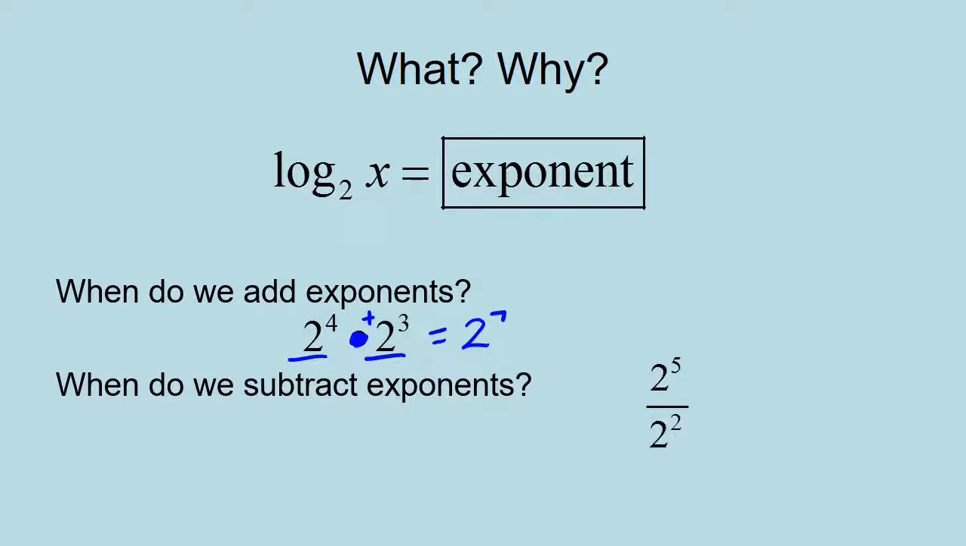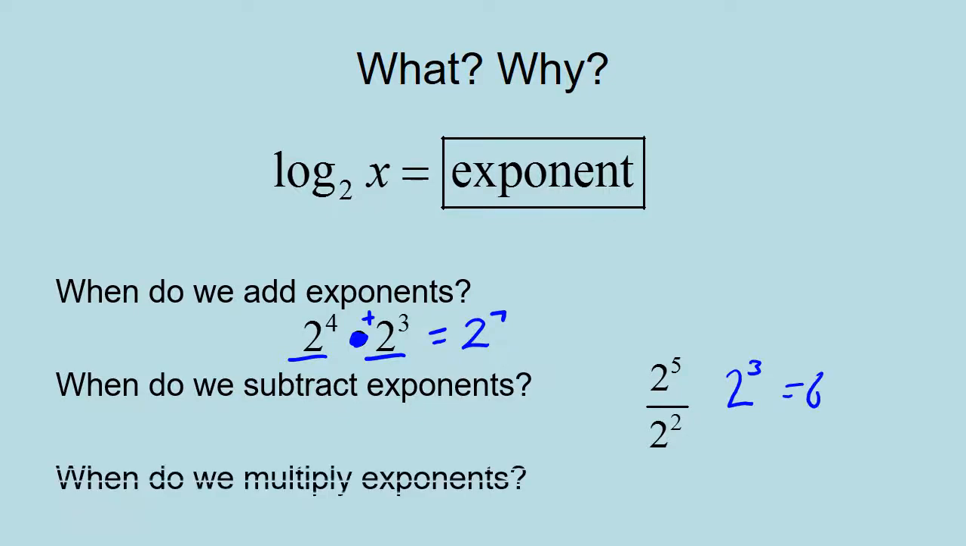The rule of subtraction says if I have like bases that I'm dividing, I subtract the exponents. And when we talk about multiplying exponents, that's when I have to distribute an exponent onto an exponent, a power of a power. And that's when we multiply. So all of these properties sort of correlate to logs. And again, we can go into detail if you have any questions.